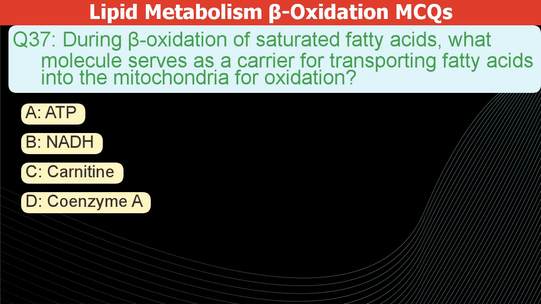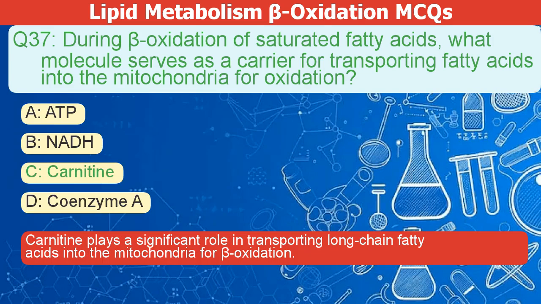During beta-oxidation of saturated fatty acids, what molecule carries fatty acids into the mitochondria for oxidation? A. ATP. B. NAD. C. Carnitine. D. Coenzyme A. The correct answer is C. Carnitine plays a significant role in transporting long-chain fatty acids into the mitochondria for beta-oxidation.